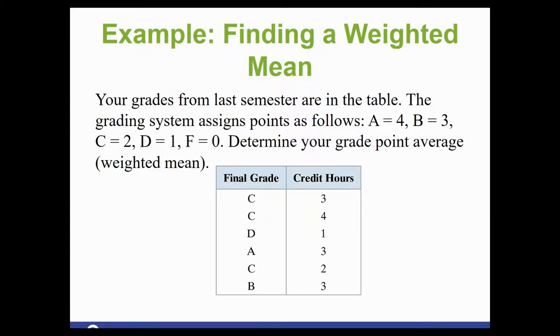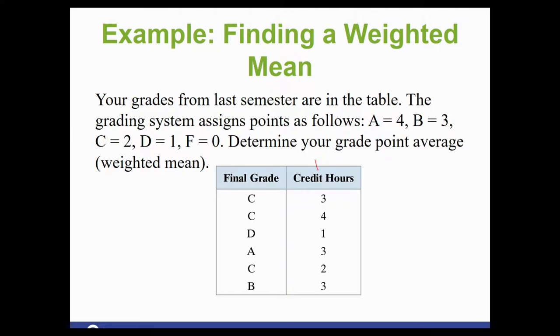So here's an example. Your grades from last semester are in the table. The grading system assigns points as follows. An A gives you 4, B gives you 3, C gives you 2, D gives you 1, and F gives you 0. Determine your grade point average, or what is also called a weighted mean.